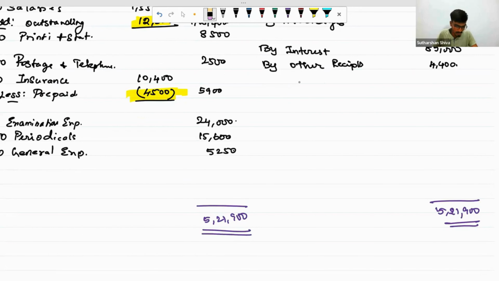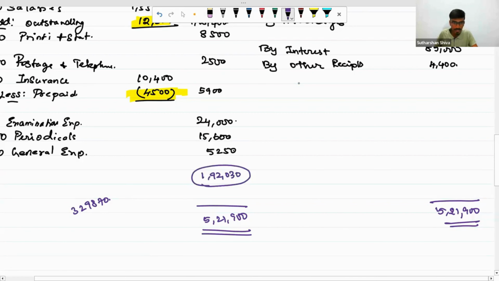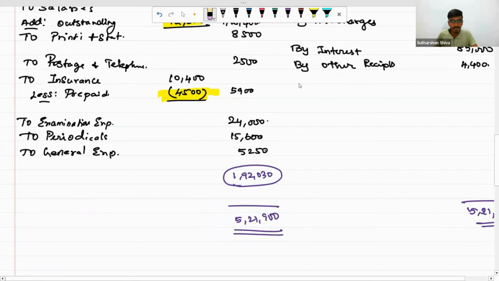Debit side, what is the total? I got the answer in my chat box. Debit side total is 329870. Subtract it. Minus 329870, you will get 1,92,030. Correct? Yes. Good, Shakti, Shivaranjini.